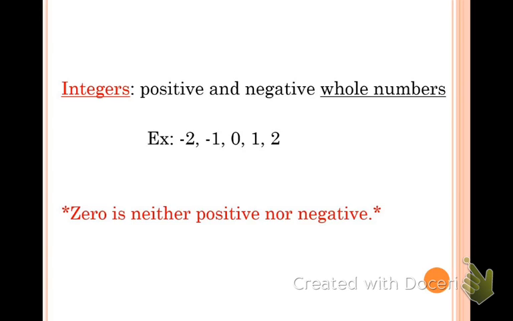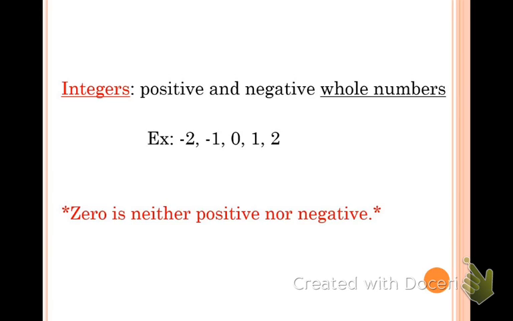Is there anyone who can name another integer? -3. What else? -300. +30. One last one. -55. Okay, anything that's a whole number, whether it's positive or negative, is an integer.